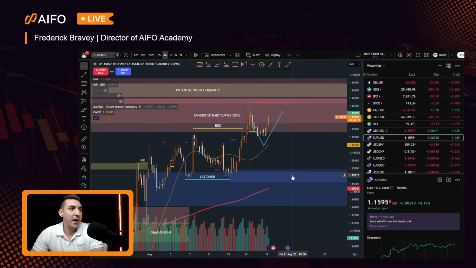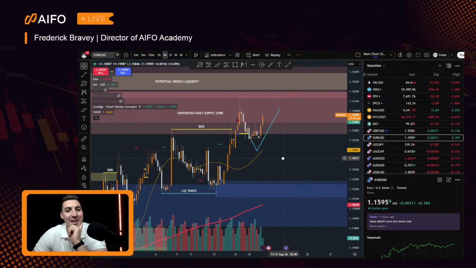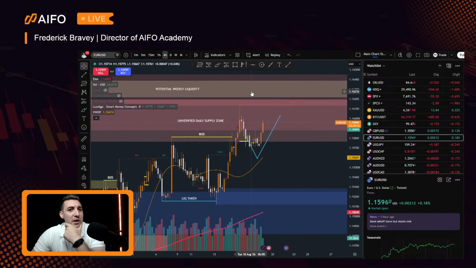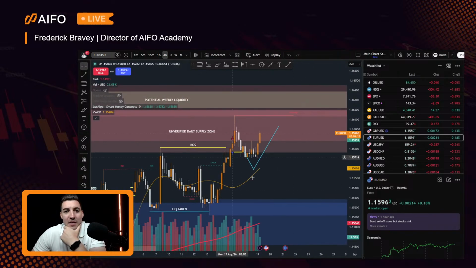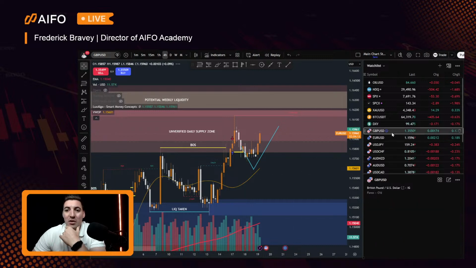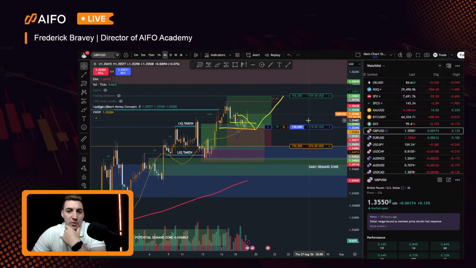What I was anticipating yesterday on the daily market breakdowns is that we were likely going to see a slight pullback before pushing back into the upside toward this potential weekly liquidity zone. And we seem to be in that at the moment. I didn't enter into this position, but I did on the GBP USD, and we can see that now. I'm up at 318.